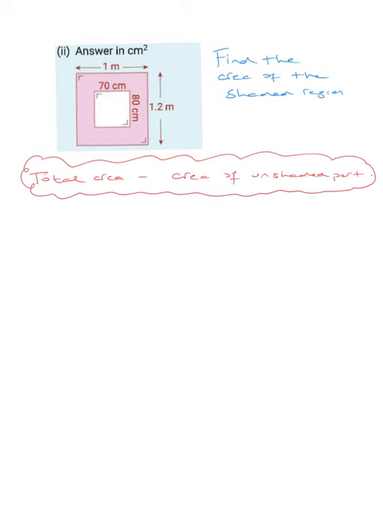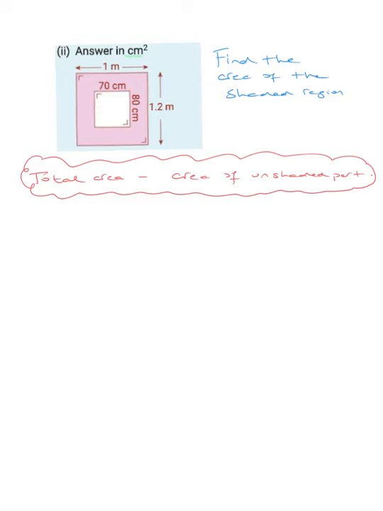Okay, so in this example, they want us to find the area of the shaded region. The shaded region is the region here now in pink. To get any shaded region, you must get the total area minus the unshaded part. Now, up here they said to give your answers in centimetres squared, so all our units must be in centimetres. For the unshaded part, we can see that it's in centimetres, but for the total length and breadth, we have 1 metre and 1.2 metres.